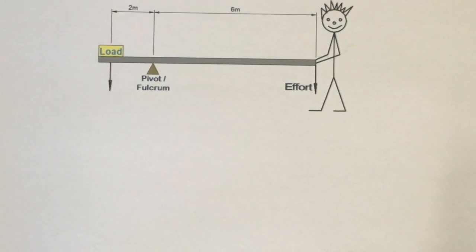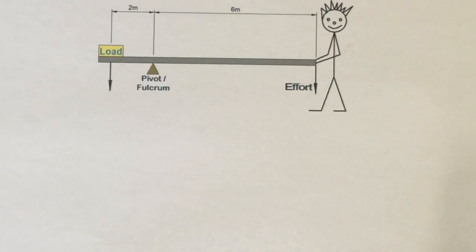In this example, the load acts 2 metres from the pivot. We tend to measure the distance from the centre of the load because this centre of gravity, as it's called, is where the weight actually acts from. The person is pushing down on the other end to lift the load, and in this example, this is 6 metres from the pivot. Clearly, the effort end is going to move much further than the load because the effort arm is much longer.